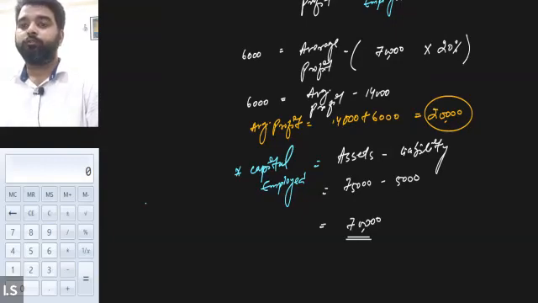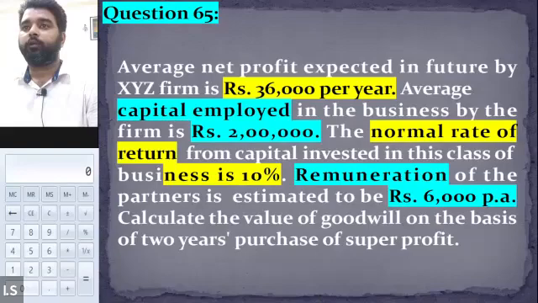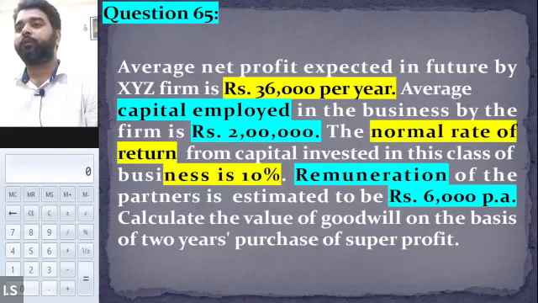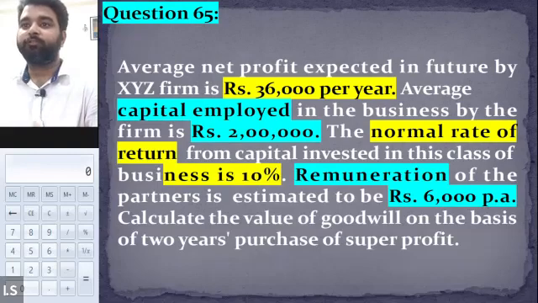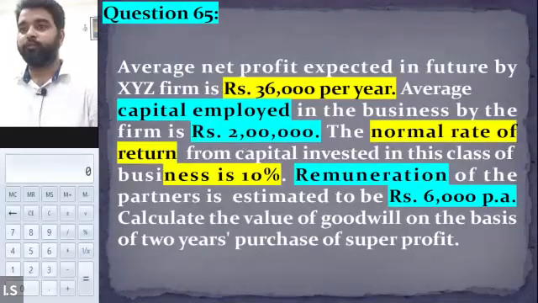Okay, all of you. So this was all about the super profit method. Since only 3 minutes are left in our session, we won't be able to solve any more questions. So I'm giving you one question for your homework, only one. This is question number 65. In this question, average net profit is given, 36,000 per year. Average capital employed is given. Normal rate of return is 10%. Remuneration is also given this time, which is 6,000 per annum. We need to calculate the value of the goodwill on the basis of the 2-year purchase. Okay, so you need to solve this question.